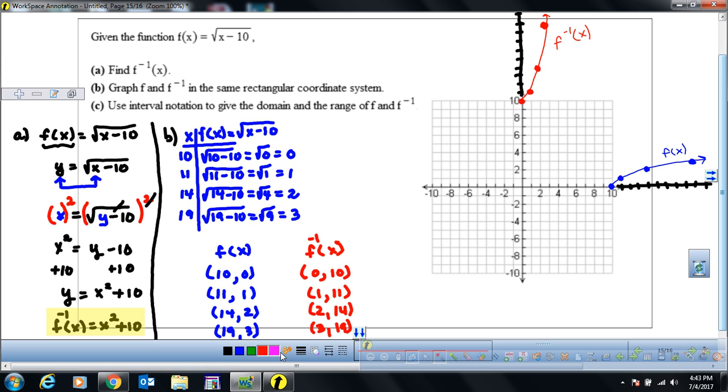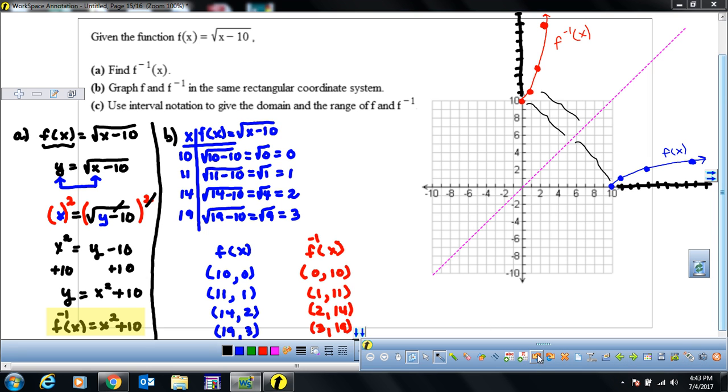And just to keep in mind, the graph of f of x and its inverse must create a reflection onto each other over the line y equals x. So if I reflect each one of these points onto the line y equals x, this one is a reflection of this point, this one right here is a reflection of this point, and so on and so on. All the points create a reflection onto each other.